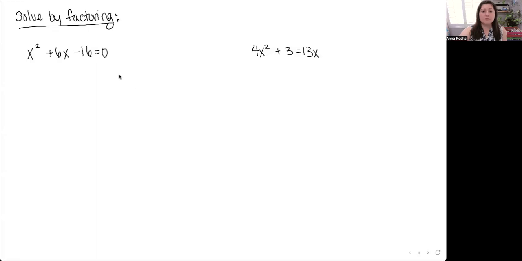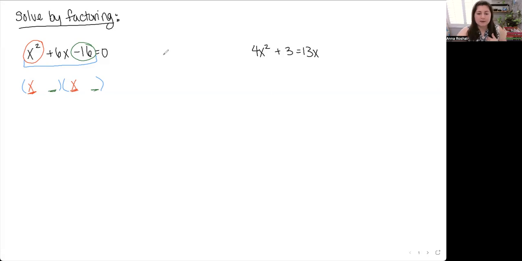Okay. So this one says solve by factoring. We're going to factor, and we know that anytime we factor, our goal is to have all of this on one side of the equal sign, 0 on the other. So that way we can open up 2 sets of parentheses. Our first term within those 2 sets of parentheses is going to be my factors of that first term. So in this case, I know that it's going to be just x and x. And then in my second term, I'm going to have my factors of the last term, -16.